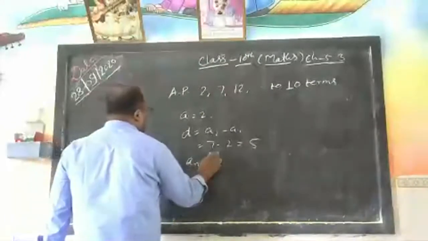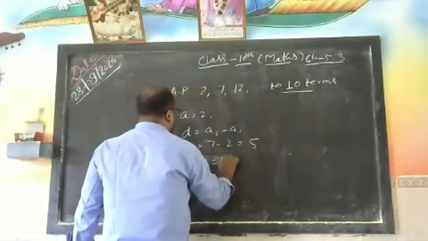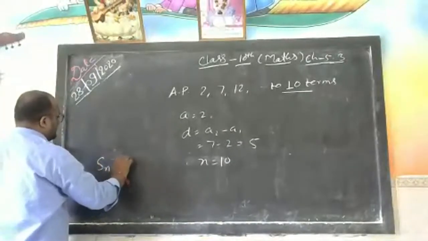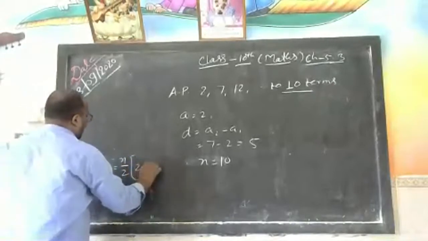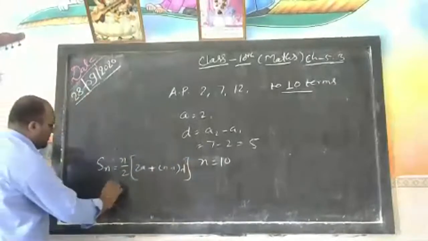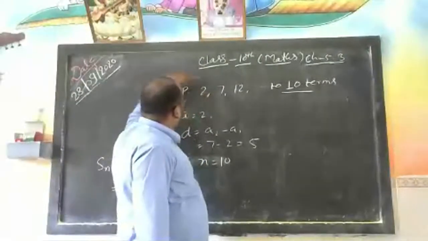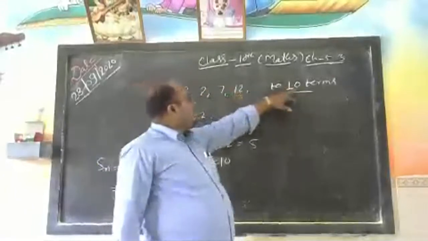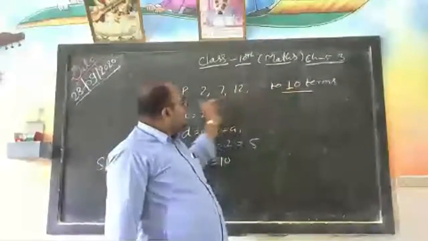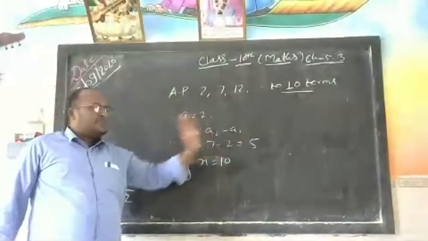Total terms are given, which means that n is equal to 10. So use the sum formula, Sn is equal to n by 2 into 2a plus n minus 1 into d. Just put the value. The AP is given as 2, 7, and the total terms, n, is equal to 10. And a is equal to 2, and d is equal to a2 minus a1, which is 5.